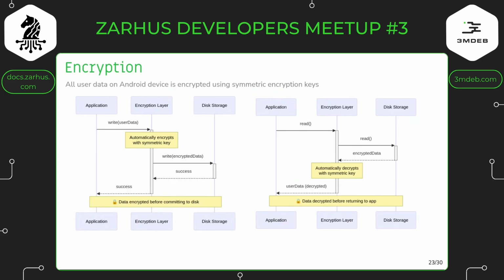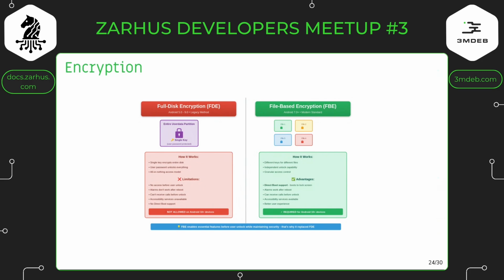Let's take a quick look at encryption. All user data on Android is encrypted using symmetric encryption keys, and we don't use full disk encryption, we use file-based encryption. So whenever an application tries to get data from disk, it's decrypted before passing to the application, and when the application wants to write data to the disk, it is automatically encrypted before committing to the disk. So all of the user data is encrypted all the time.